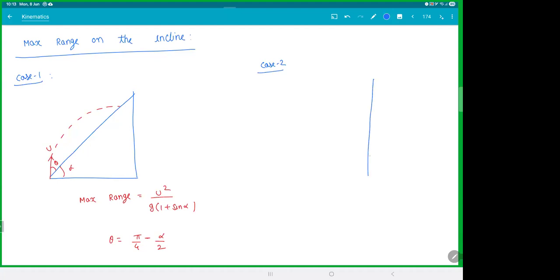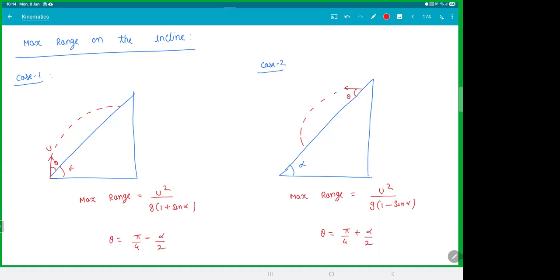Case 2, if you're throwing it from top, so unlike the horizontal thing, here it depends how you're throwing. Here the maximum range will be u square by g (1 minus sine alpha). And your theta becomes pi by 4 plus alpha by 2. Alpha will be given and theta they're asking. If I put alpha equal to 0, this becomes a horizontal plane, then you get theta equal to 45.